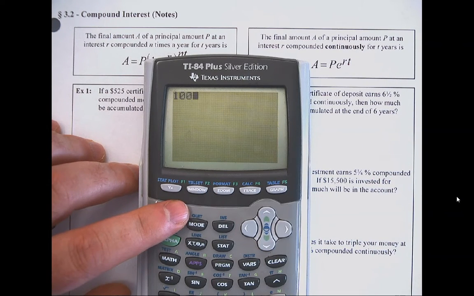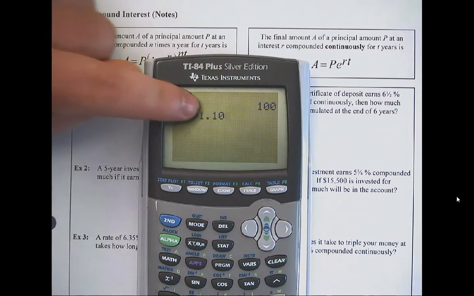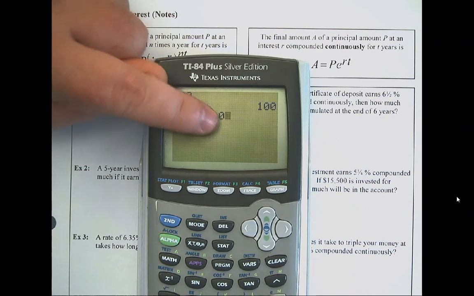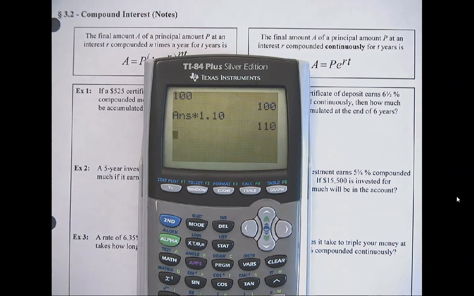So I have $100. Then I'm taking that money and I'm timesing it by 110% because I get the original amount plus the extra 10%. And remember, you got to move the decimal over 2 times. So at the end of the month, you have $110.